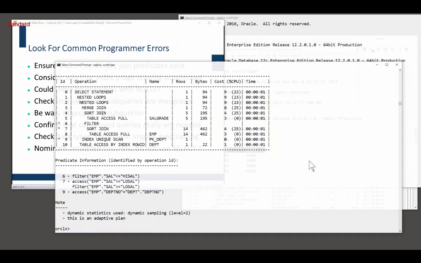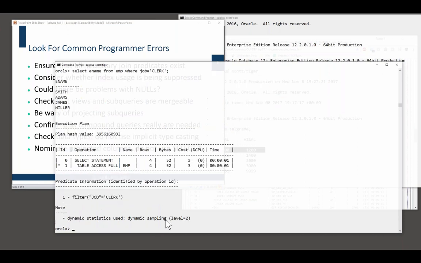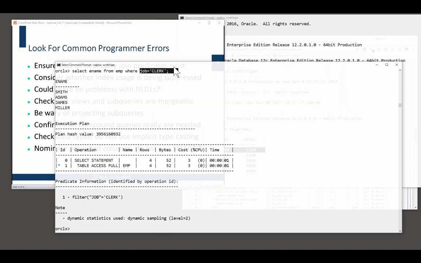Let us say I want to run a query that says, show me all the people whose job is a clerk. We run that, and back come the 4 clerks. Smith, Adams, James, Miller. They're all clerks.